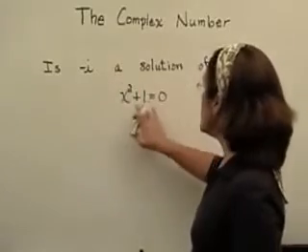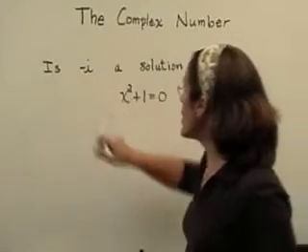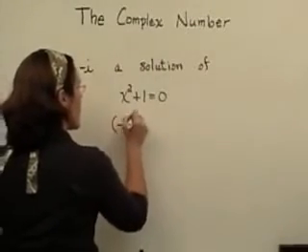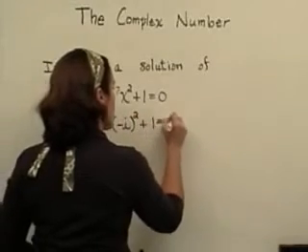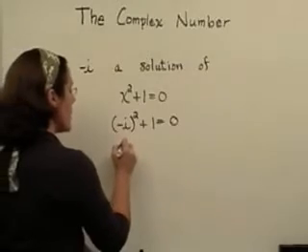is a solution for this equation, x squared plus 1. So anywhere I see x, I want to plug in a negative i. So I want to take a negative i, and I want to square that. Well, the negative i times the negative i is a positive i squared.